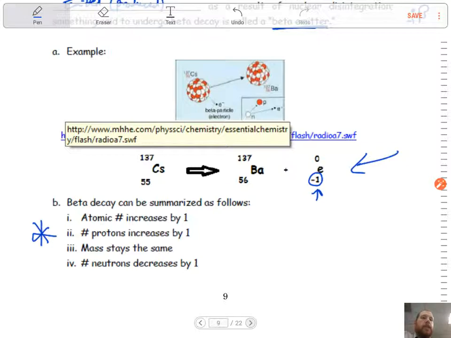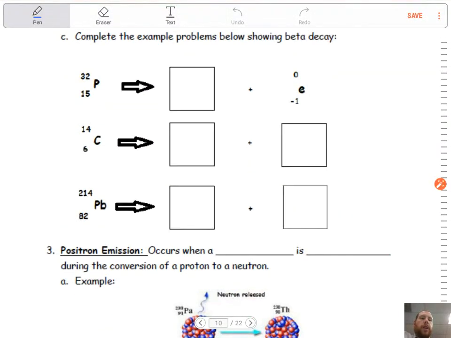Okay, so let's try a couple of practice problems. If you feel comfortable and you want to go for it, go for it. Pause the video and take a look at it. Here, same idea. We have to make sure that the mass and charge are conserved on both sides. The mass I'm going to start with is 32, because the 0, no big deal.